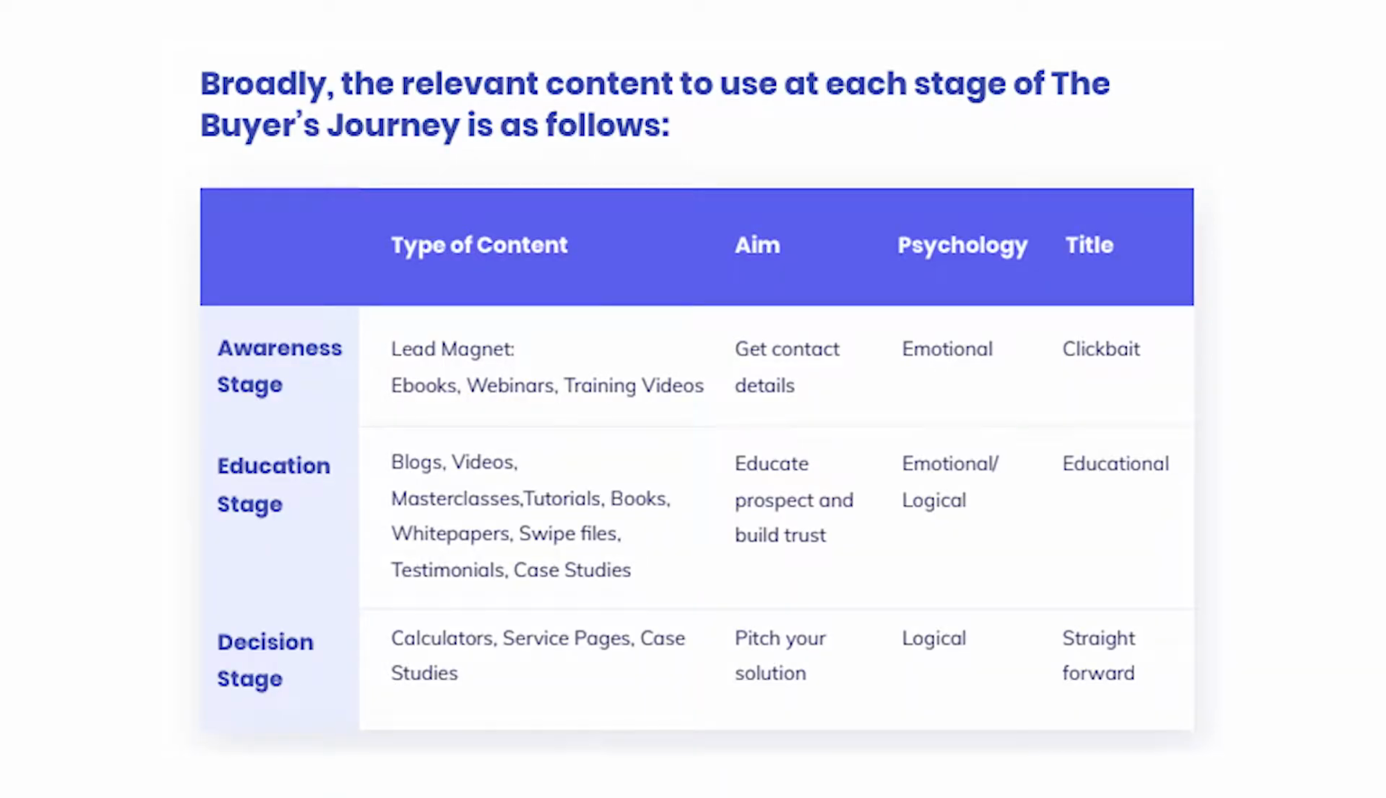At the top, you need to think of things like swipe files. In the middle is ebooks, other lead magnets. In the middle, it's more like blogs, more educational content, videos. And right at the bottom, you're talking about those landing pages. So hopefully that makes sense to you, what content goes where.